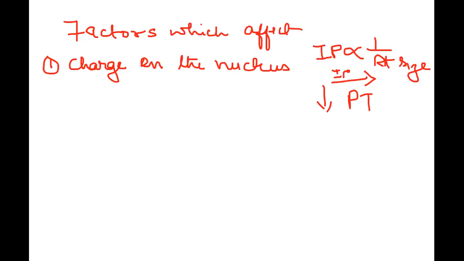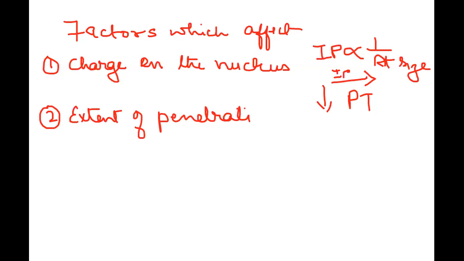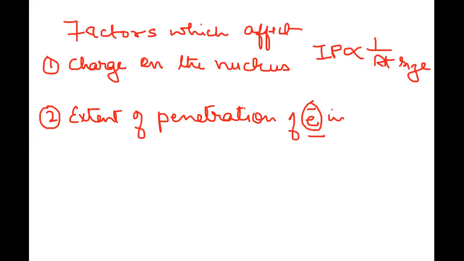That is one factor. The second factor that you have to study is the extent of penetration. If I'm talking about the same shell, it is the penetration of the subshells, that is, the degree of penetration of the electron in question in the electron cloud, in the valence shell.